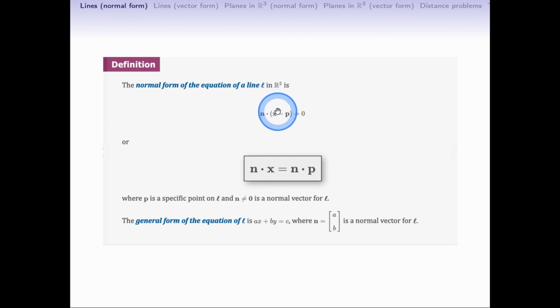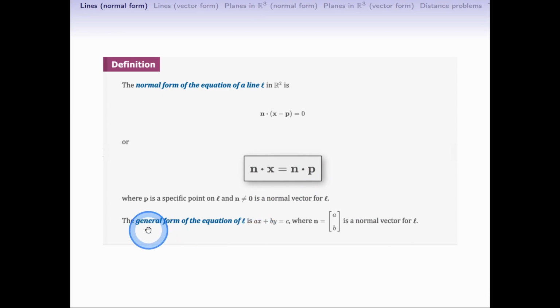Now, by distributing the dot product across this difference and rearranging the terms, we can render this as n dotted with x is equal to n dotted with p. So I would accept either one of these. These are essentially the same equation. Those are what we would call the normal form of the equation of a line L, and these are stated in terms of vectors.